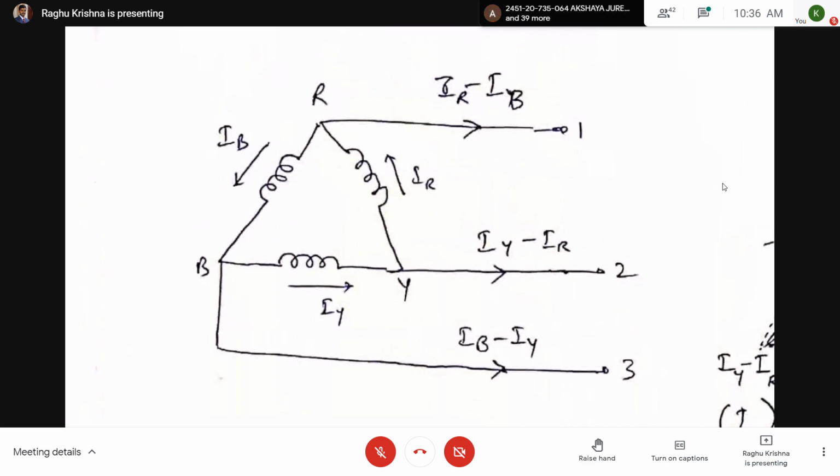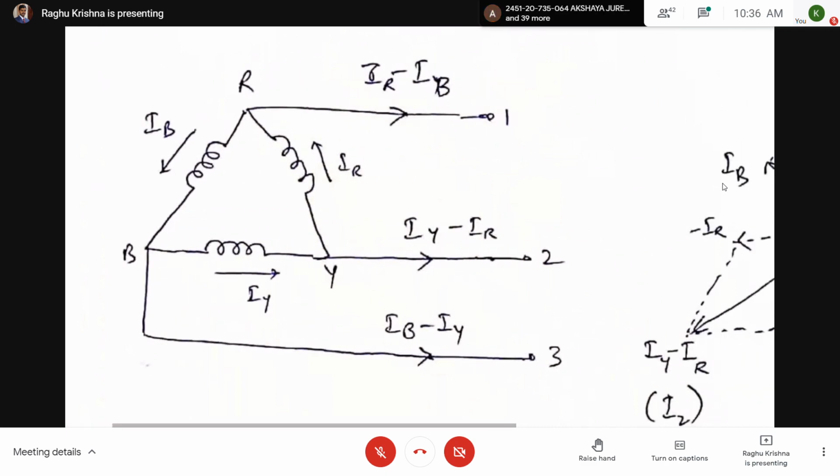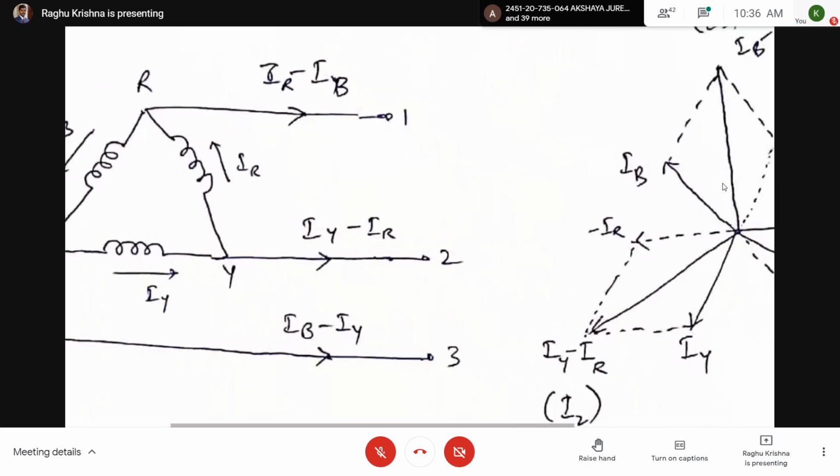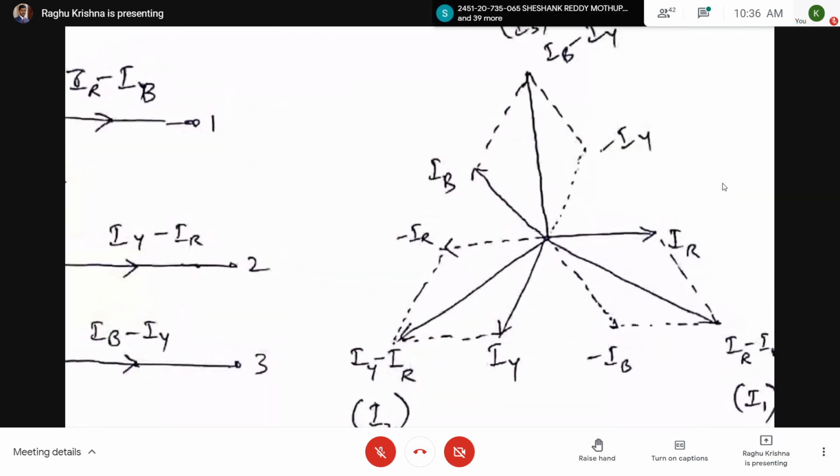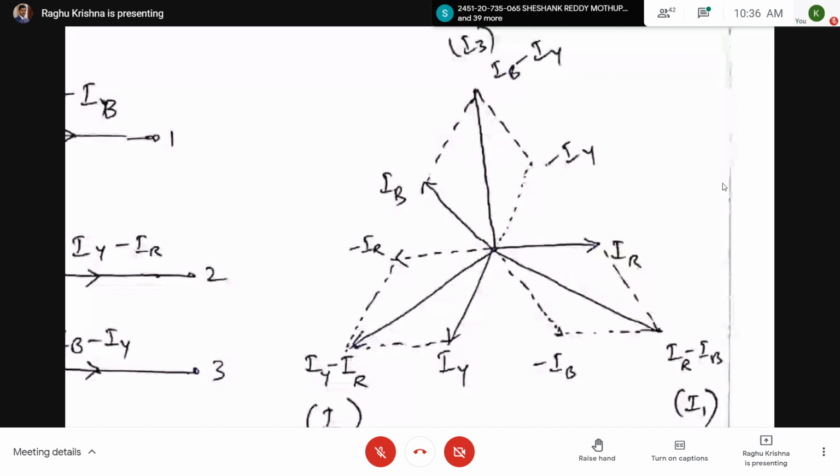Now here, let us draw the phasor diagram. So here, this is the phasor diagram. For drawing the phasor diagram, how to start? First, you have to draw IR as a horizontal line. IR is taken as a reference, so it is drawn on the horizontal plane.